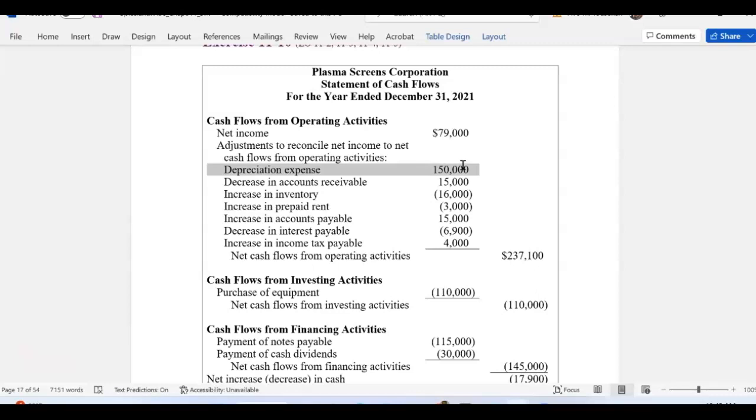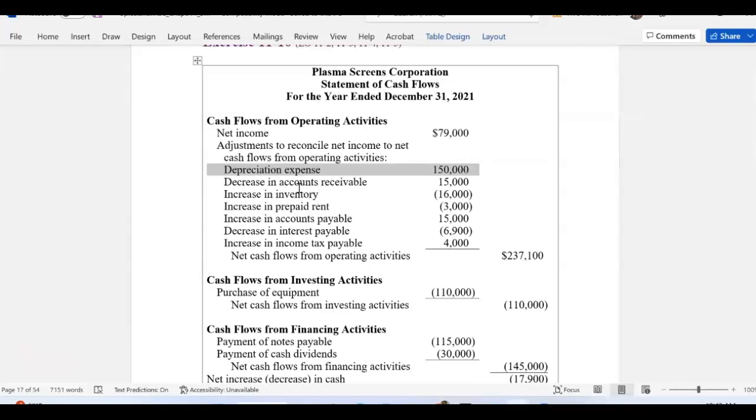Step 2, any gain or loss in the income statement, you do the opposite. Do we have any gain or loss in this problem? No. So you skip it. Step 3, any change in current assets, you do the opposite.